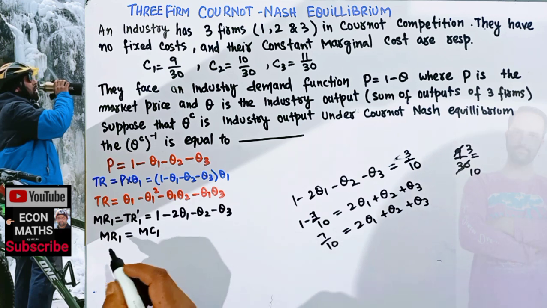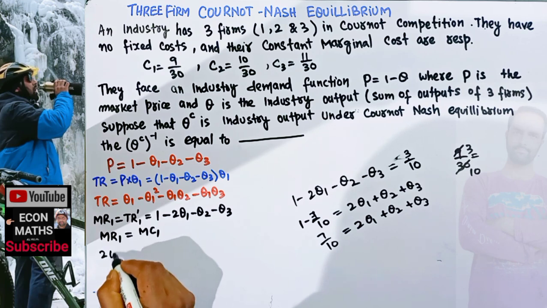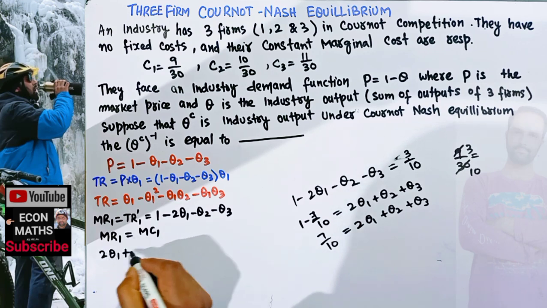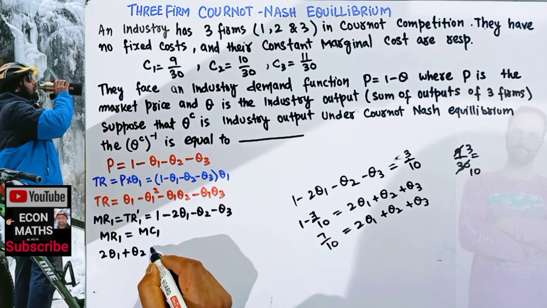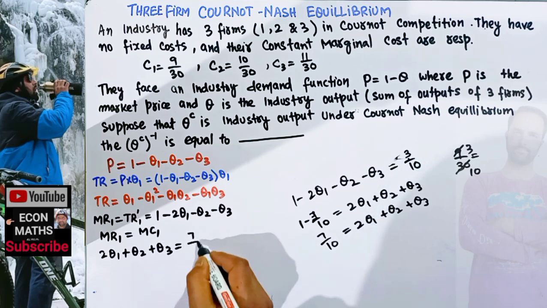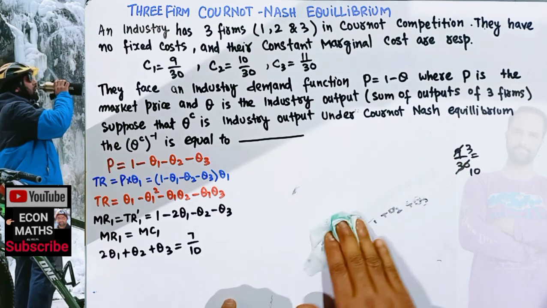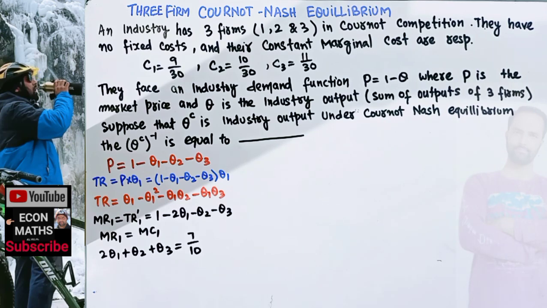So what will we get? We will get twice Q1 plus Q2 plus Q3 will be equal to 7 upon 10. Okay, this is what we call the reaction function of firm 1. If we solve it for Q1, I don't need to solve it for firm 1. We will get the reaction function of firm 1.